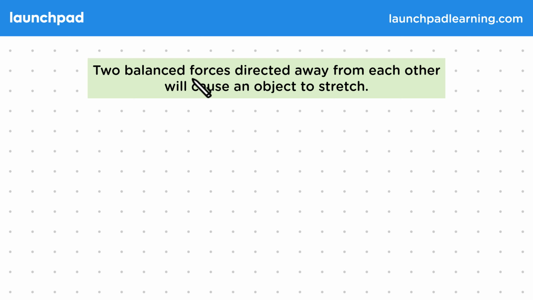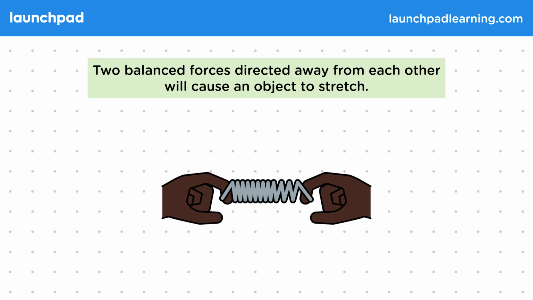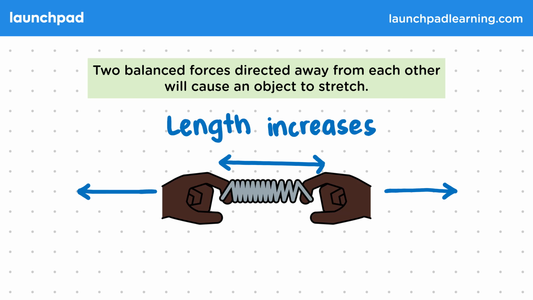First, 2 balanced forces directed away from each other will cause an object to stretch. So this is like what we just saw with the elastic band, but we can also see this when stretching a spring. Here we pull on both ends of the spring with equal and opposite forces. This causes the length of the spring to increase, which is what we mean by stretching.